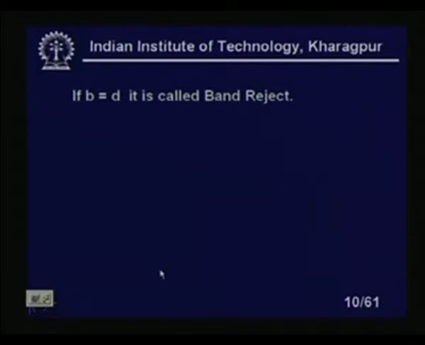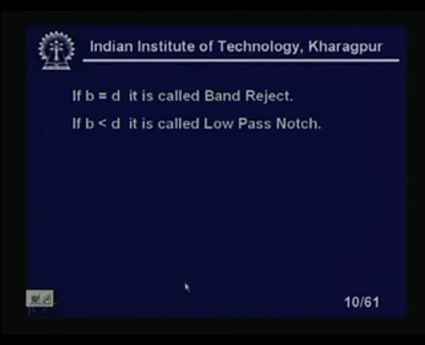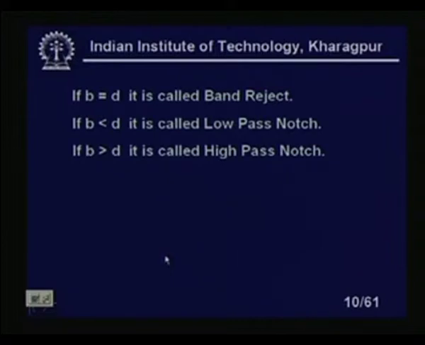Now, if b equal to d, it is called the band reject function. If b less than d, it is called the low pass notch function, okay. And if b greater than d, we call it the high pass notch function, right.